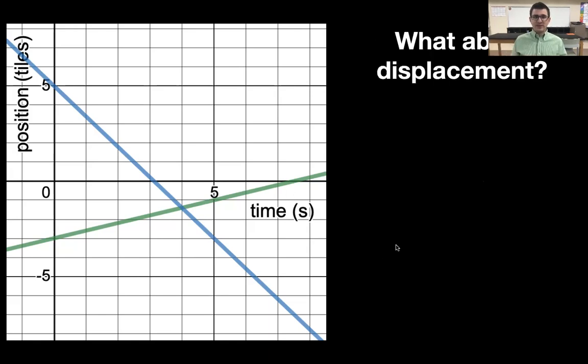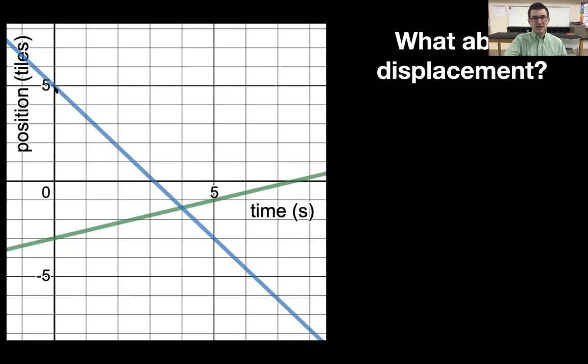And what about displacement? How can we figure out displacement using this position versus time graph? Well, remember, displacement is a measure of how far you are from where you started. So on a position versus time graph, we can figure out how far you are from where you started because we just have a bunch of positions. So let's go from 0 seconds to 5 seconds. This one started at a position of 5 tiles and ended at a position of -3 tiles.